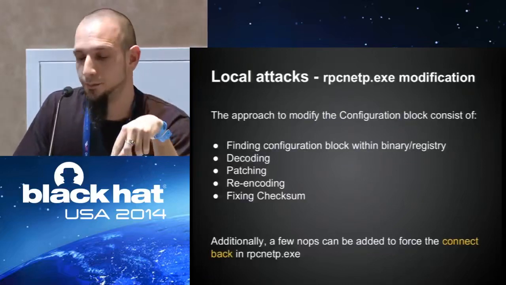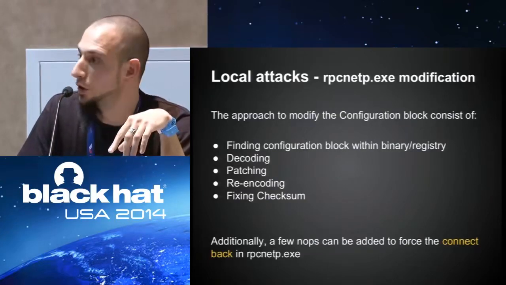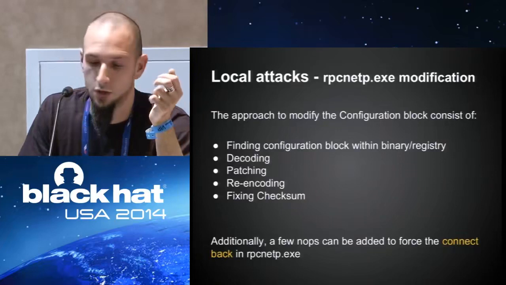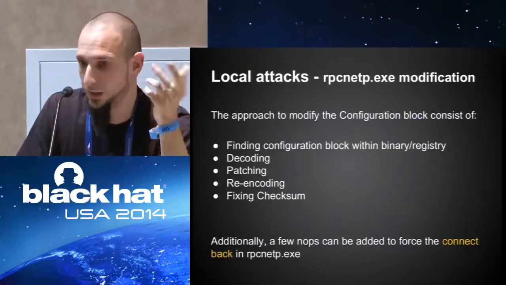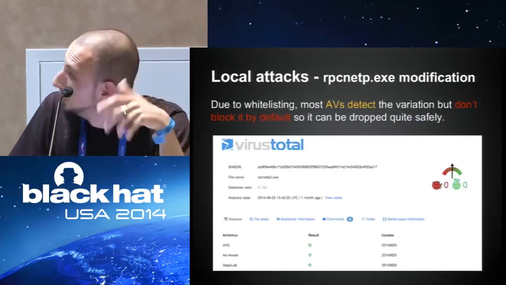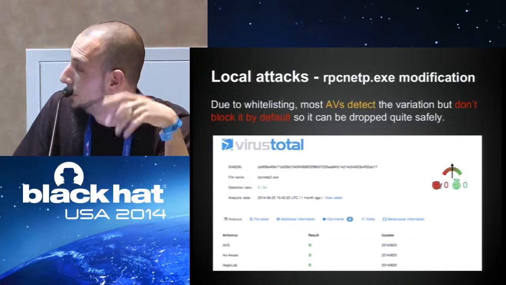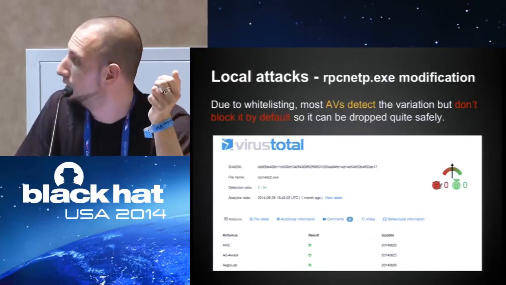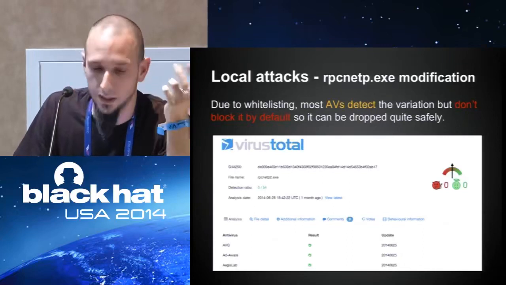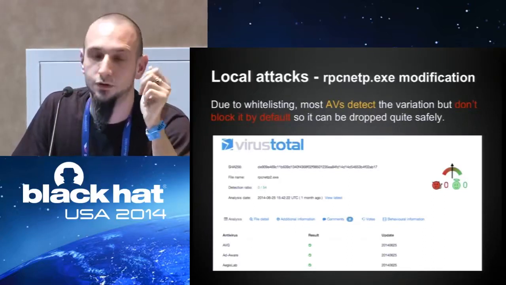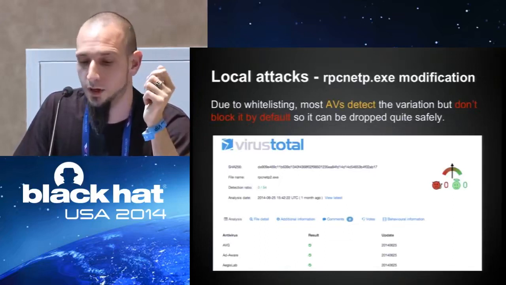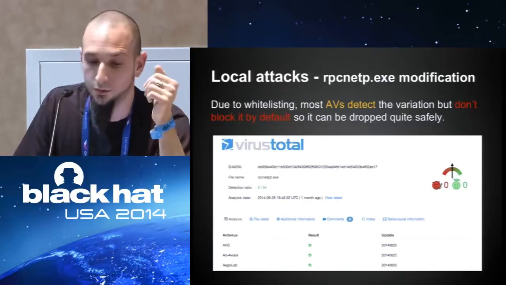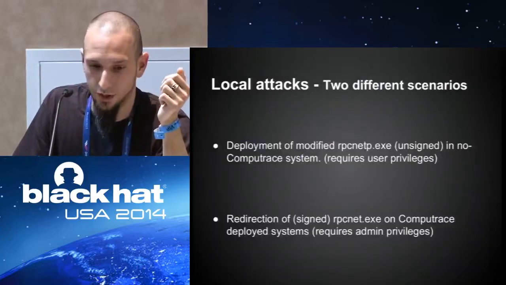And in the case of RPCNetP, as it expects to be executed as a service, we introduce a small patch, just a few bytes to patch a condition, so it connects to the server every time it is executed. Here you can see that the modified version of RPCNetP is not detected by most antiviruses, at least with static analysis. But most antiviruses detect the modification at runtime, but they don't block it. I suppose because of the possible different versions, but I can't say it for sure.